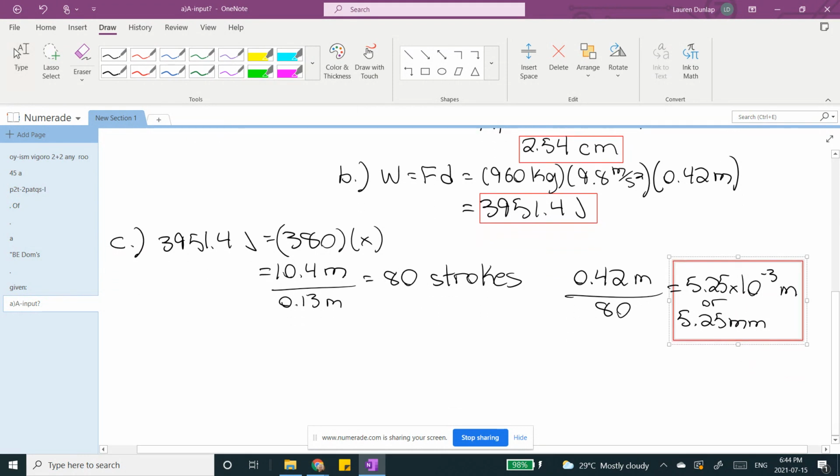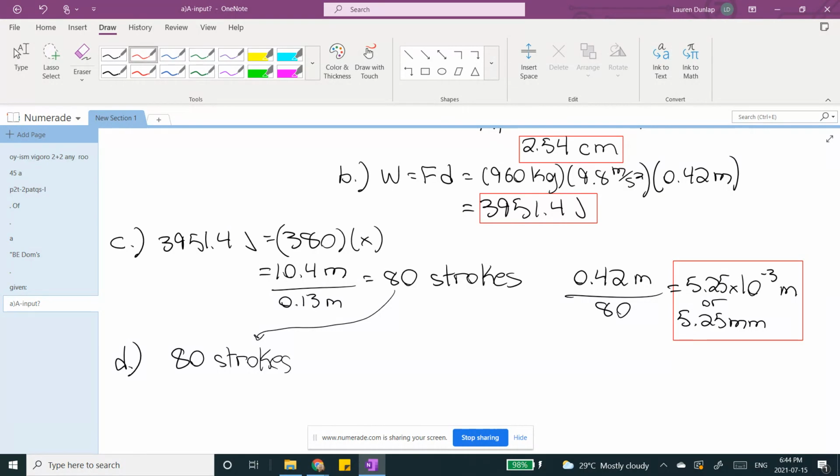For part D, it actually asks us how many strokes are required to make it go up the 42 centimeters, which we already solved for. So that's going to be 80 strokes. We got that from up here. Go ahead and box that in.